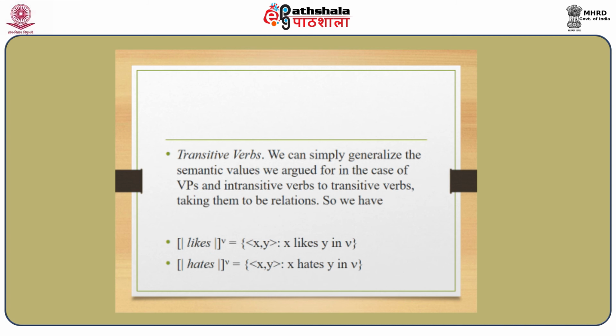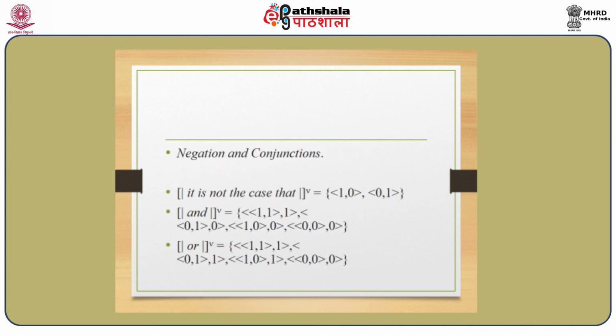Transitive verbs. Well, we can simply generalize the semantic values we argued for in the case of verb phrases and intransitive verbs to transitive verbs, taking them to be relations. So we have the semantic value of likes with respect to nu is the set of ordered pairs x, y such that x likes y in nu. Similarly for hates.